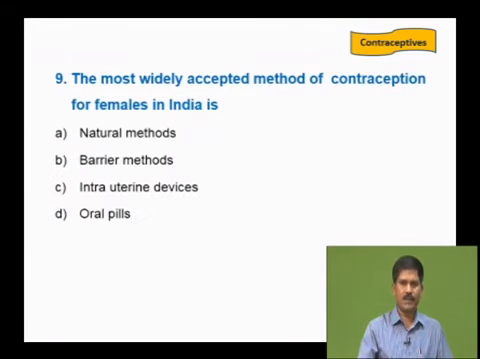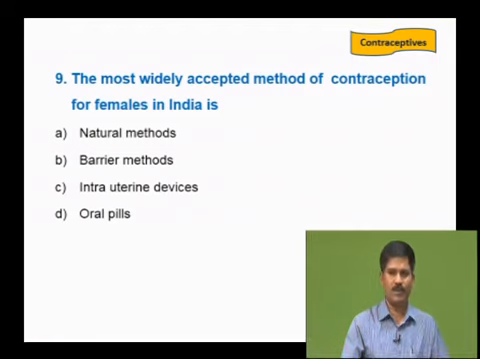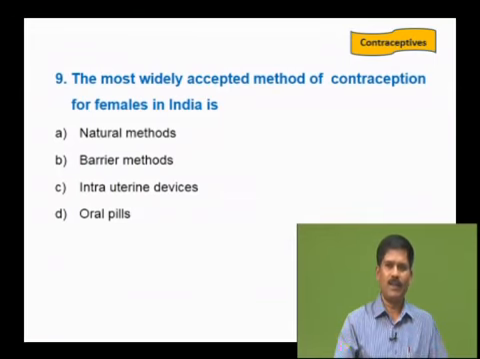The most widely accepted method of contraception for females in India. Again, in India poverty is one of the reasons; they may not afford to go for high contraceptive methods. Therefore, intrauterine devices are the best methods for females in India. The most widely accepted methods of contraception for females in India are intrauterine devices, not the natural methods, not the barrier methods, and oral pills. Therefore, C is the right option.